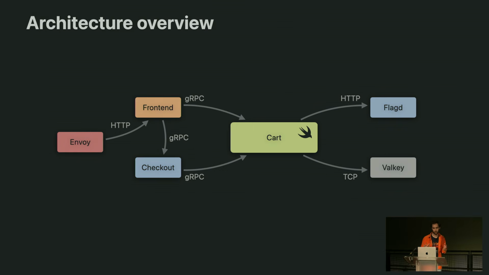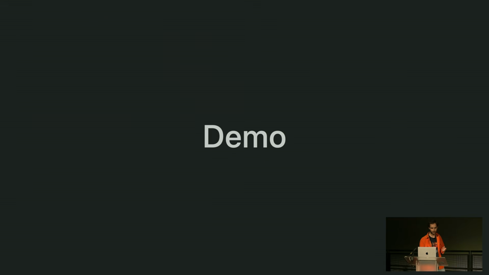The cart service is called from multiple components. So it gets gRPC requests from the front end and the checkout service. And it also makes outbound HTTP calls to a feature flagging tool. And it uses Valkey to persist and retrieve the user's shopping cart. Most of these components are implemented in different programming languages. However, due to the standardization provided by OpenTelemetry, we can observe them as one shared system. Next, let's go shopping and take the system for a spin.